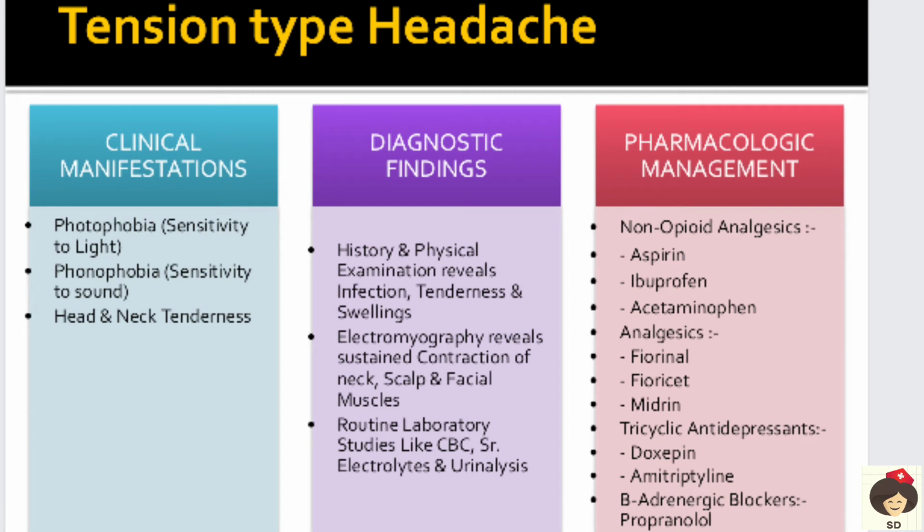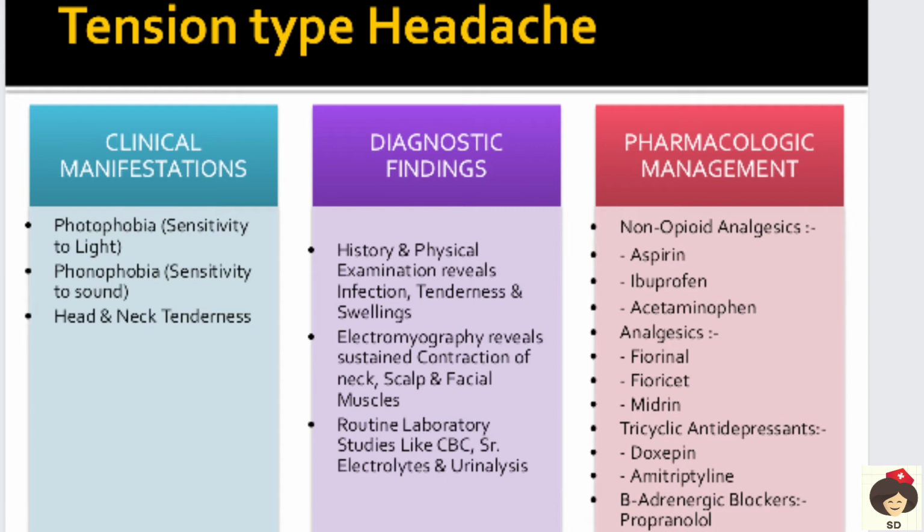And next, coming to the clinical manifestation, diagnostic findings and pharmacological management of tension type headaches. Mainly in clinical manifestation, there will be photophobia, which means sensitivity to light. The patient will have a fear of seeing the light. Photo is light and phobia is fear. When the light is there, the patient will have irritation and a feeling of pain. And phonophobia is sensitivity to sound.